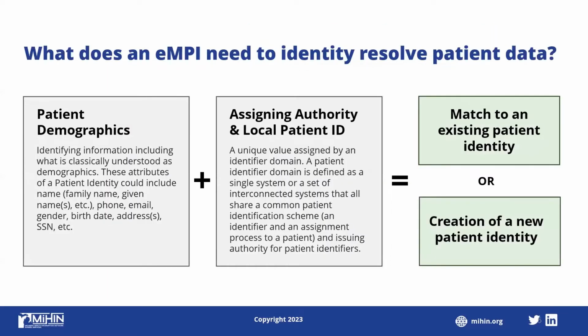So what does an eMPI need to do high confidence identity resolution? It's definitely demographics, as I just showed. Those scores, high quality demographics consistently would allow us to do identity resolution across organizations for patients. But the other part of that is assigning authority IDs and local IDs.